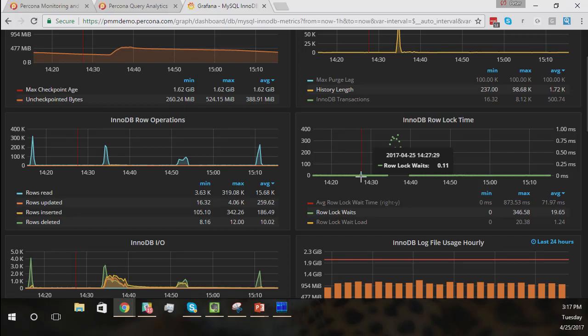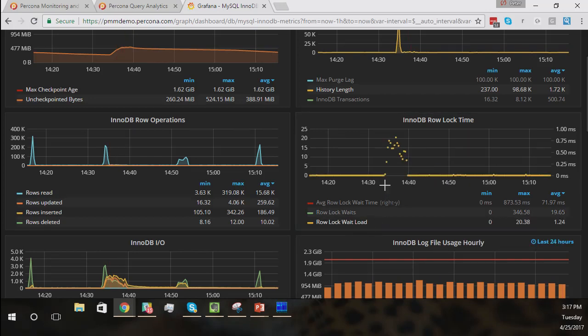Row lock wait means that two or more transactions try to access the same row, and that happened. You can see it happening here. And what is also very nice here is you can see what I call row lock wait load. That is essentially how much weight was associated with that.